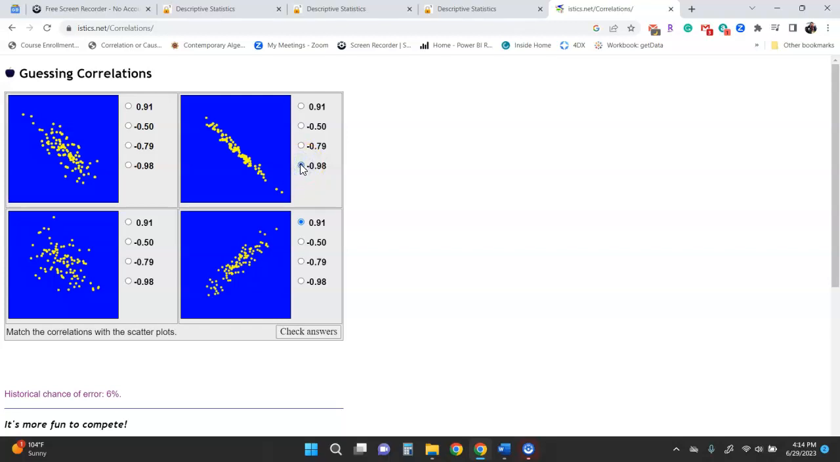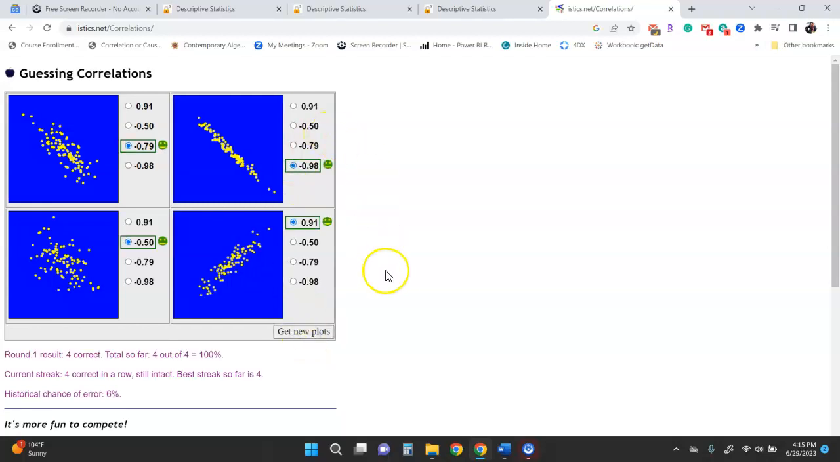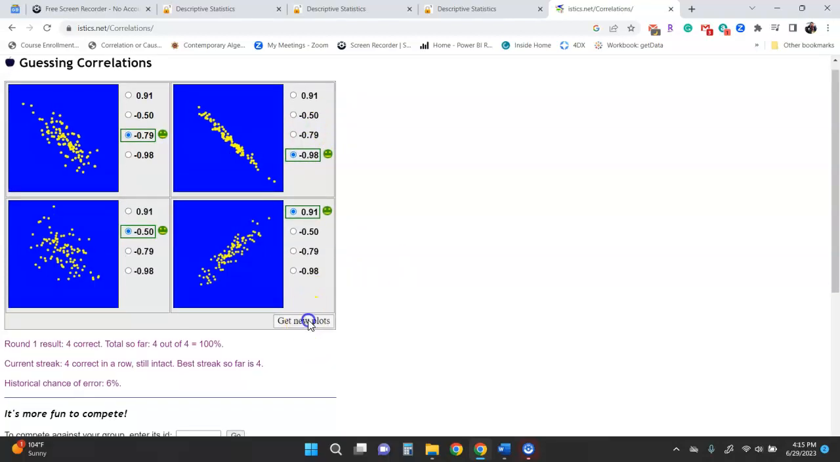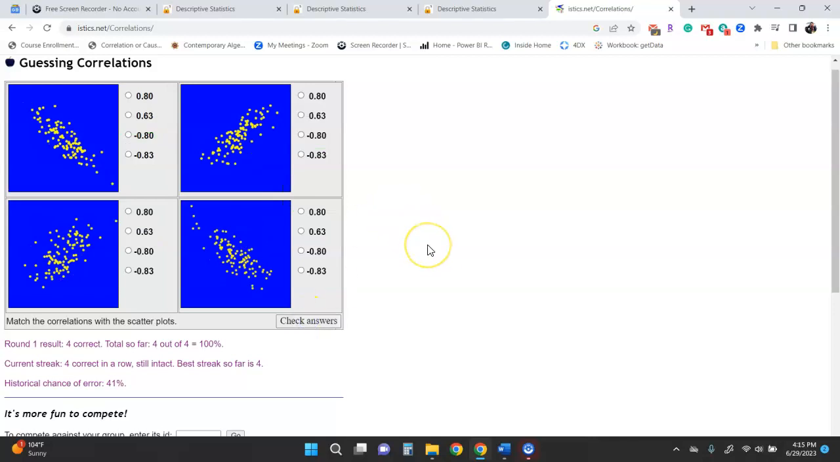And now we have these two, and again, they're both negative, and so our choices are -0.5 and -0.79. This graph on the top left appears to be more closely aligned than the one on the bottom. So the one on the bottom left would probably be a -0.5. Top left, this is at -0.79. I can check my answer to see if it was correct, and then I can get new plots and try again. So I can do this as many times as needed.